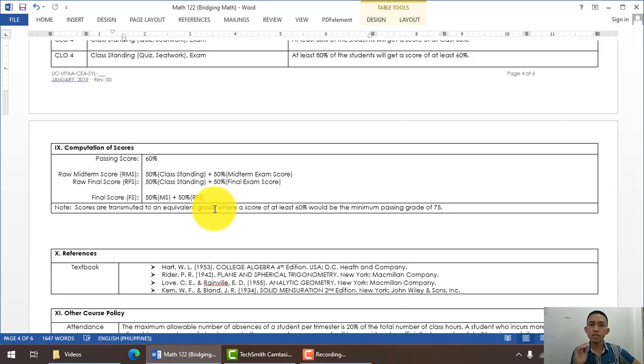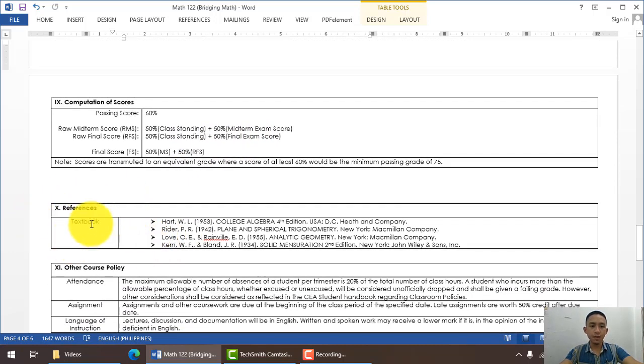But the point here is that you should always target the 60% score, because that is your basis. If you get 60% and above in all your activities, then there is no worry. Automatically you will pass. So that is your grading system, the computation of scores and grades.